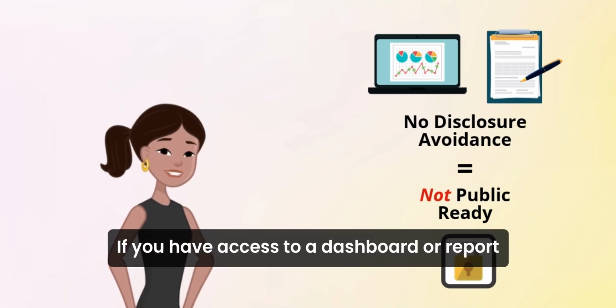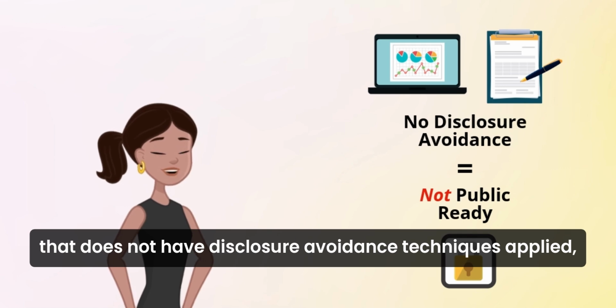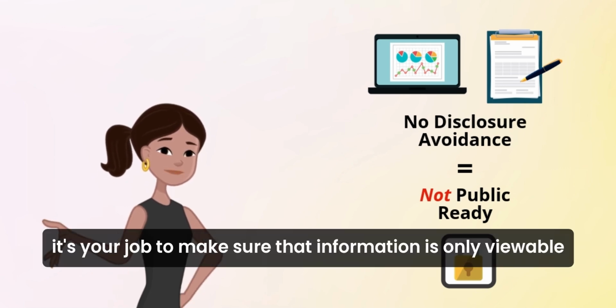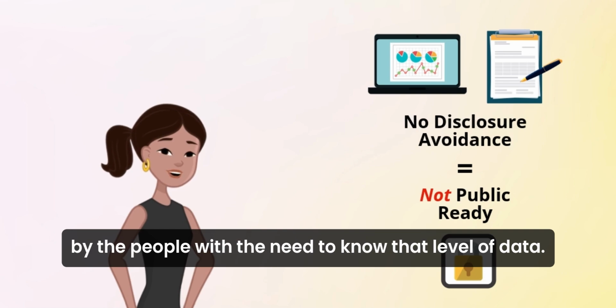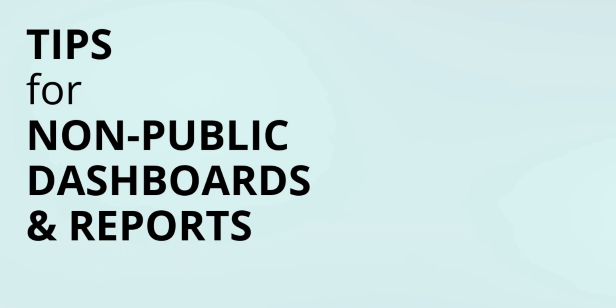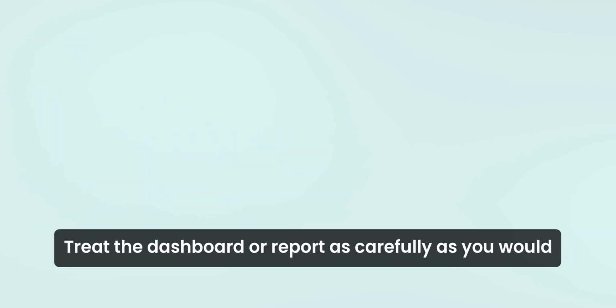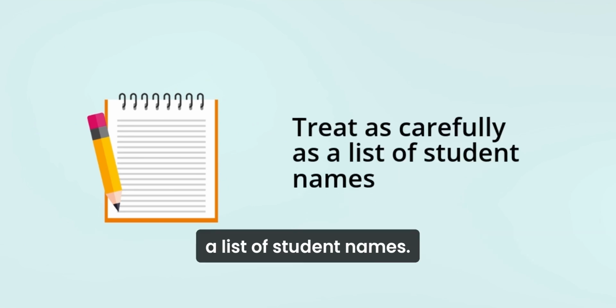If you have access to a dashboard or report that does not have disclosure avoidance techniques applied, it's your job to make sure that information is only viewable by the people with the need to know that level of data. Here are some tips for handling dashboards or reports that are not intended for the public. Treat the dashboard or report as carefully as you would a list of student names.